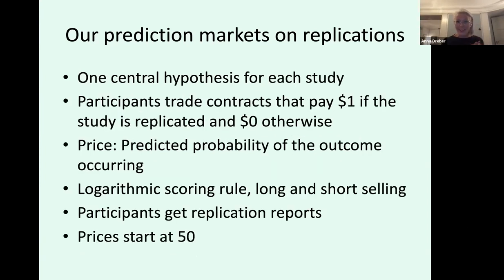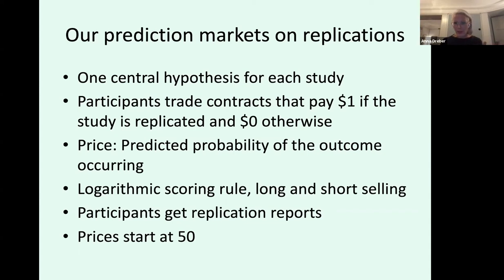So in these markets, there is this one central hypothesis for each study. So that's the one that is being replicated and that's the one that we're trying to predict. So in these markets, participants are trading contracts that, similarly to what I described earlier, pay $1 if the study replicates successfully according to the definition, which typically is that we find an effect in the same direction as the original study, and this effect is statistically significant. If the study does not replicate according to this definition, the payoff from this contract is $0. So we interpret the price of this contract as the predicted probability of the outcome occurring. So the predicted probability of the study replicating.